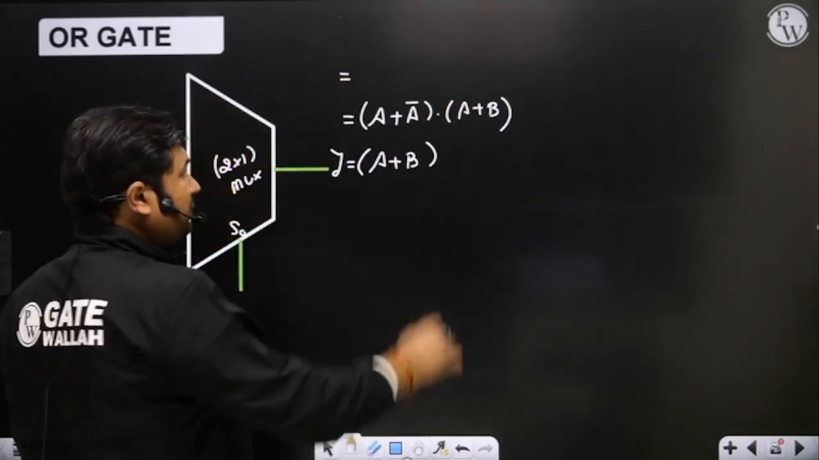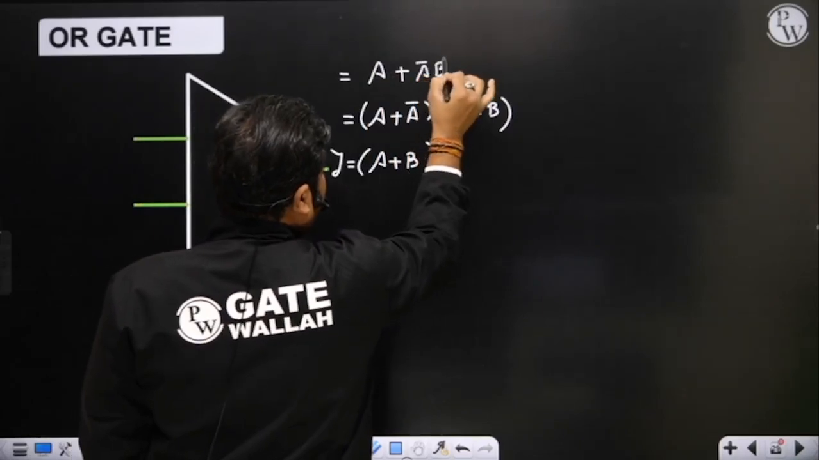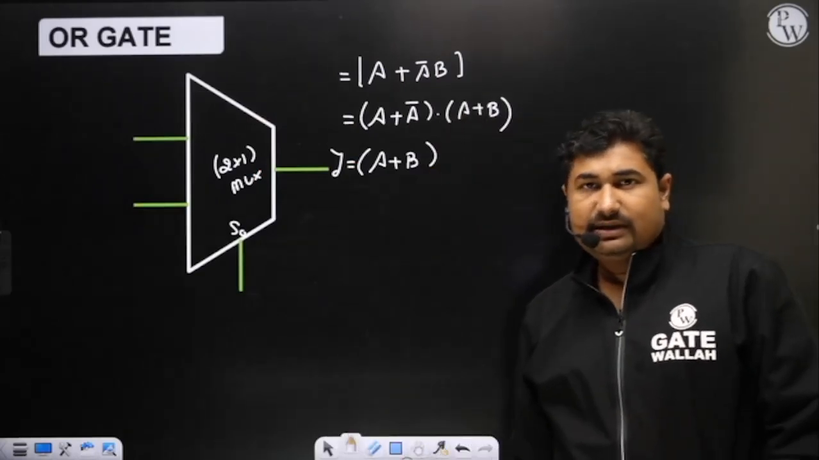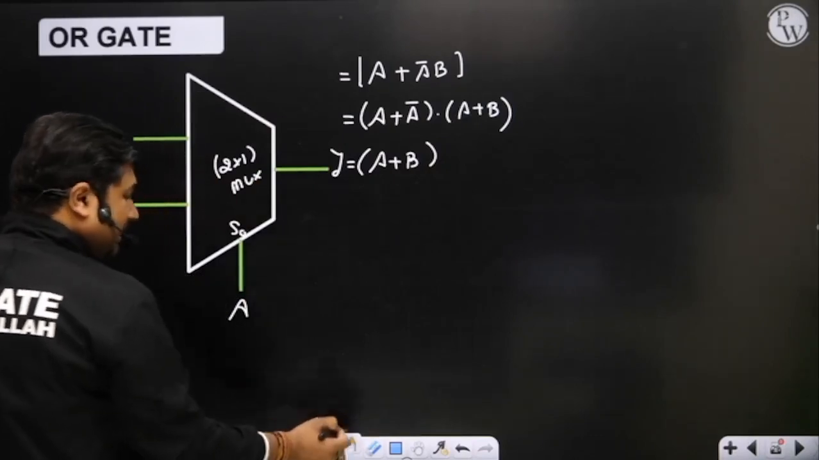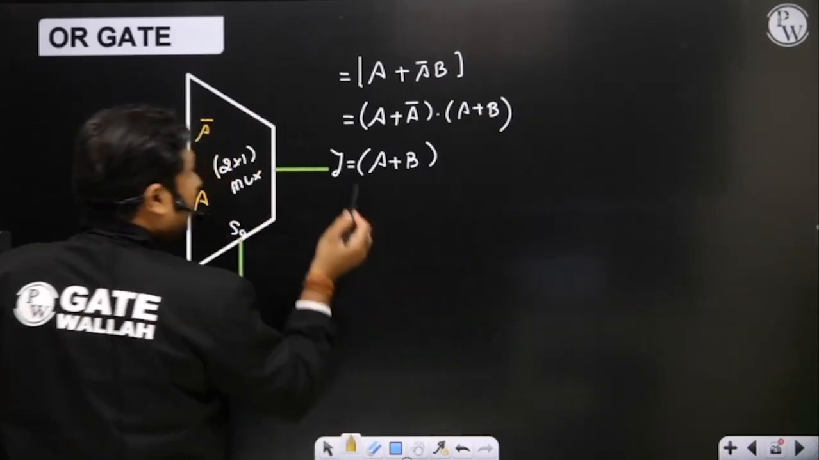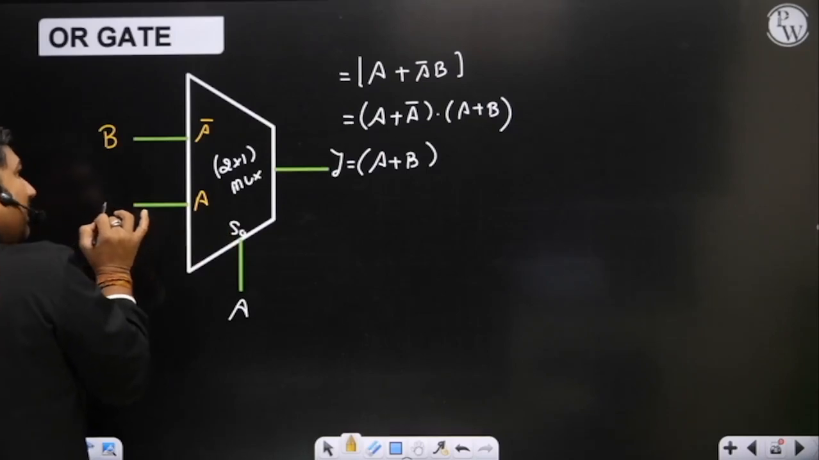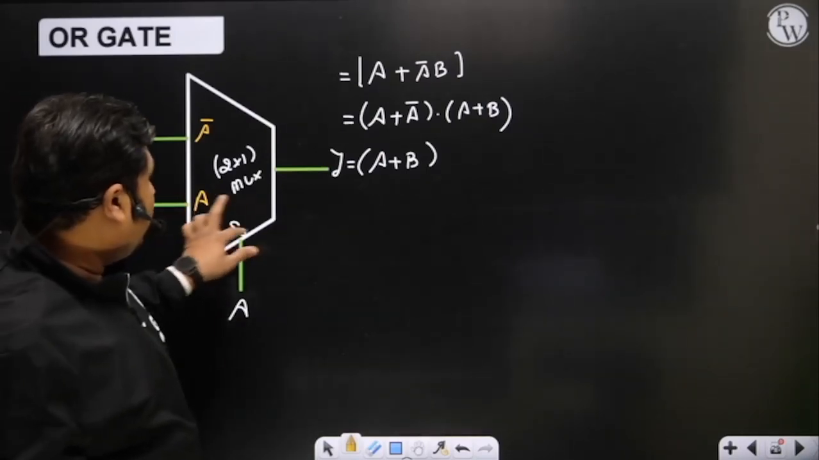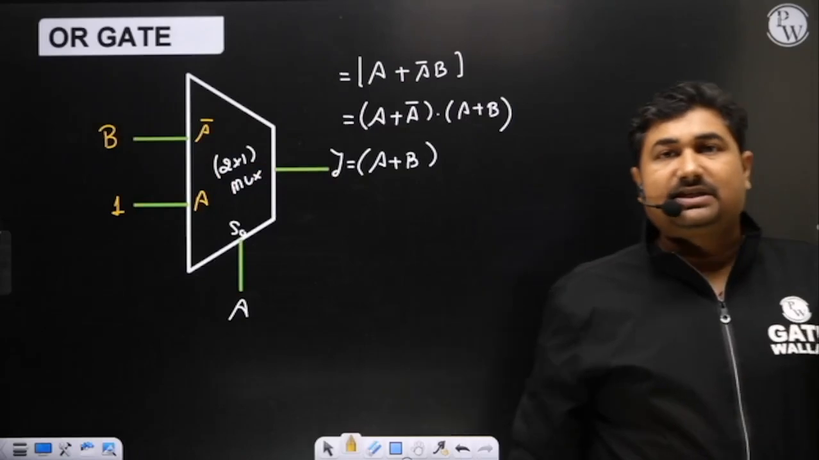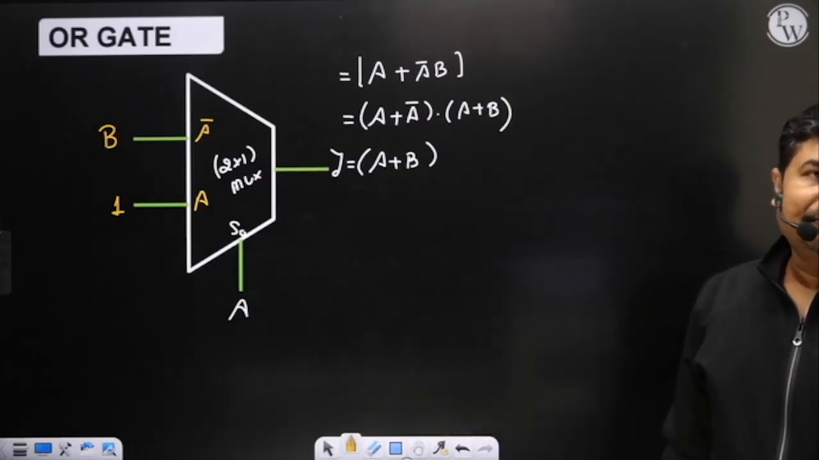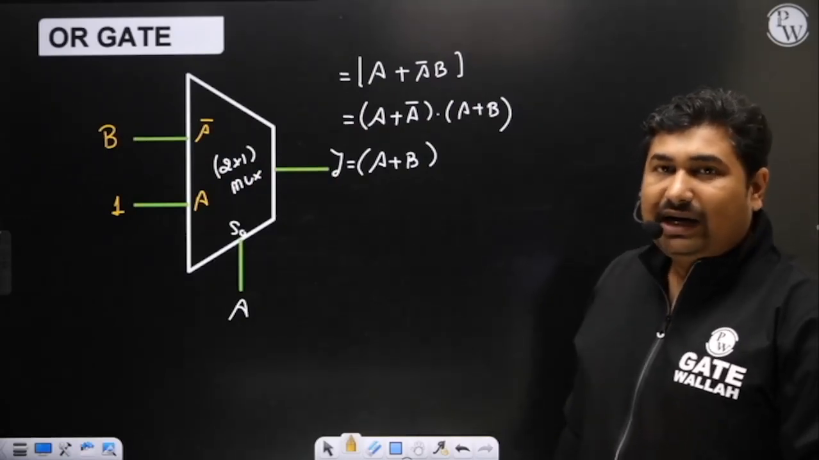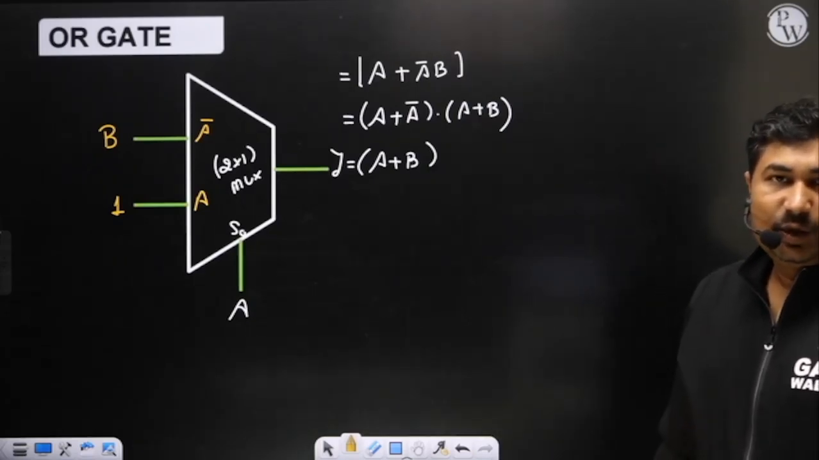By using the transposition theorem, we can write a plus of a bar b. So if I implement the function a plus of a bar b, it means I am implementing the function a plus b. Because of the select line action, a bar is available here and a is available here. So onto a bar I can apply b, and onto a I can apply 1. So this will become 1 into a plus of a bar b. If the function a plus of a bar b is implemented, it means the function a plus b is implemented. Is it okay? So how many 2 cross 1 multiplexers are required in order to implement the function a plus b? Sir, only one 2 cross 1 multiplexer is required. Hoping you are able to understand this properly.